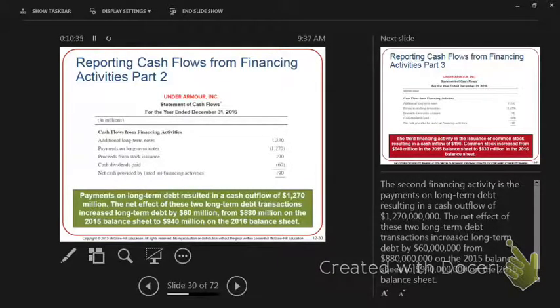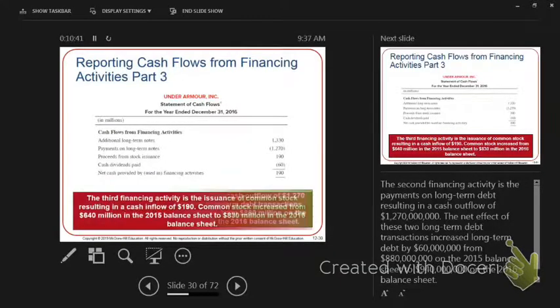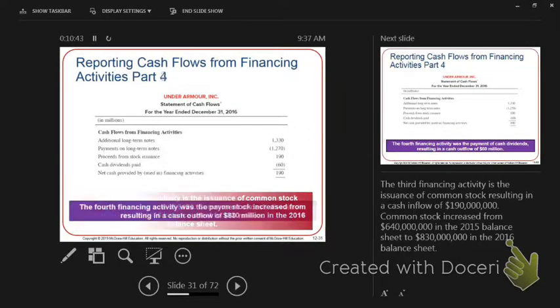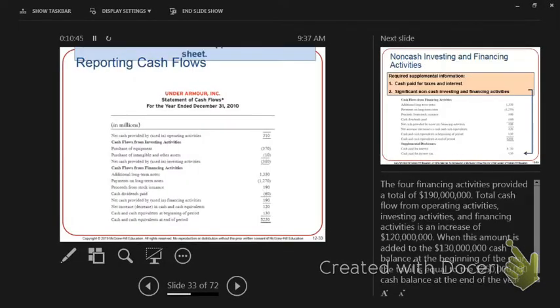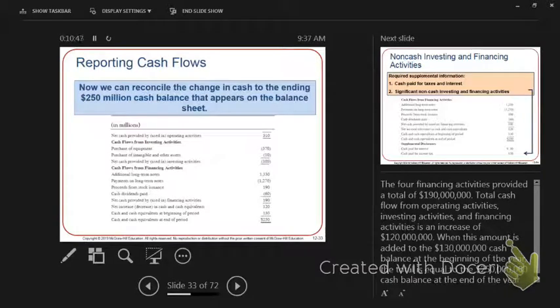All right, here they just kind of go on to the payments. The net effect of these transactions is the $60 million that we talked about. So here is our total statement of cash flows for Under Armour.